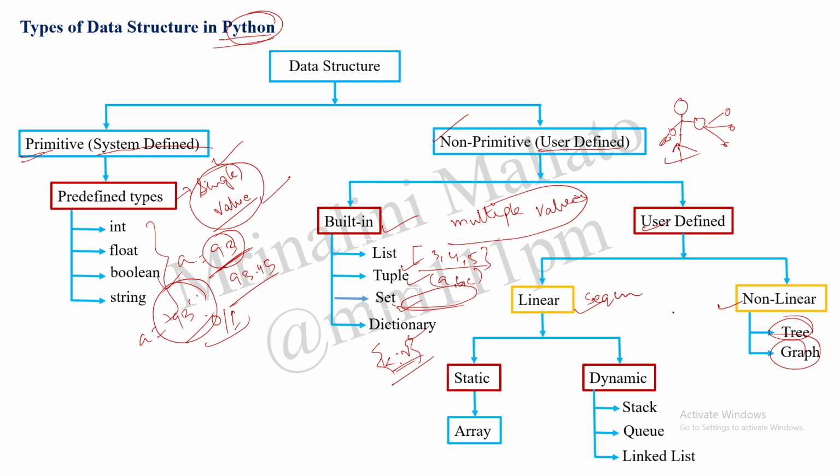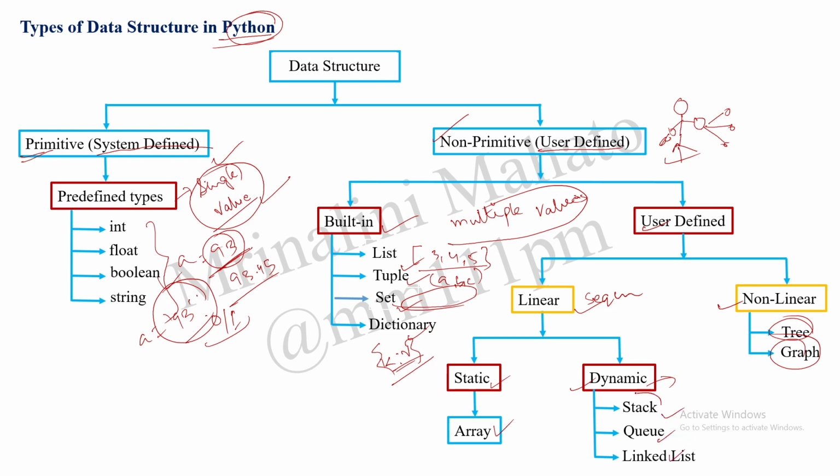Now come to the linear. Linear has two types, static and dynamic. Static means fixed size. So this is the example of array. Array has fixed size. We cannot change it. Dynamic means we can change it. So here the dynamic has 3 examples: stack, queue and linked list.